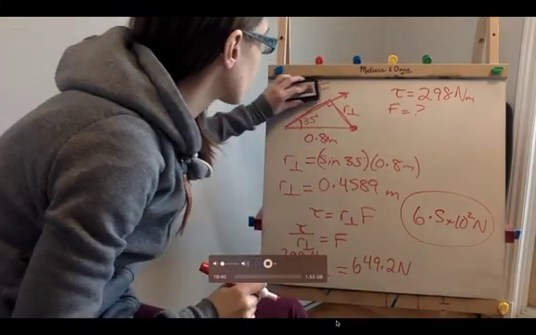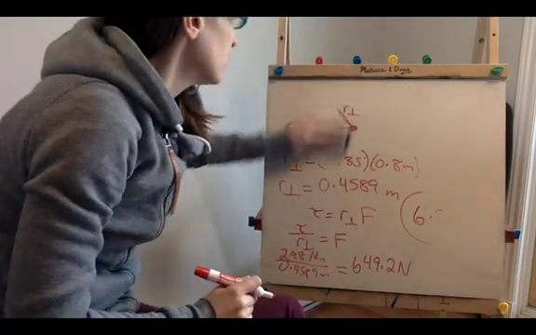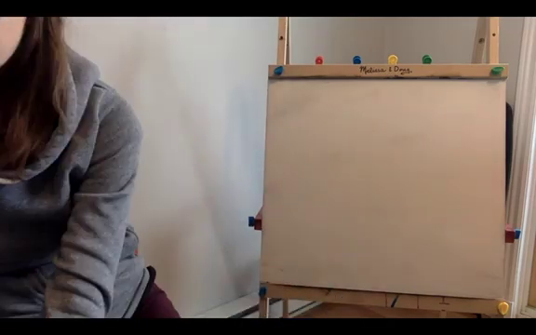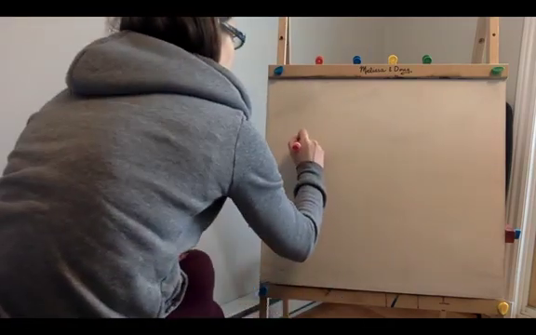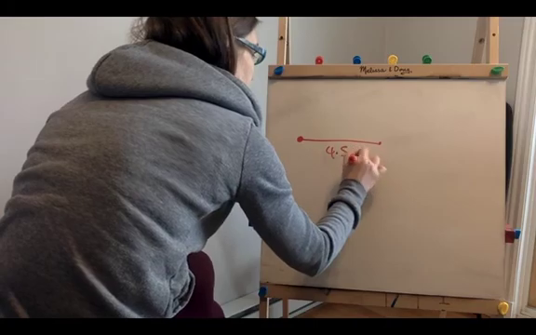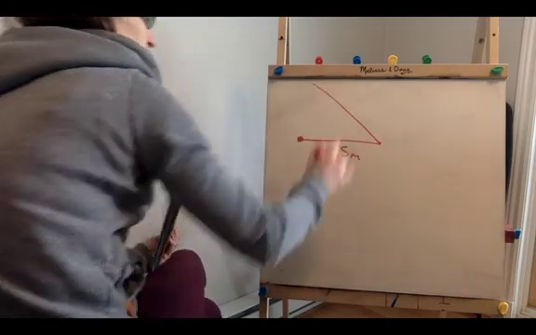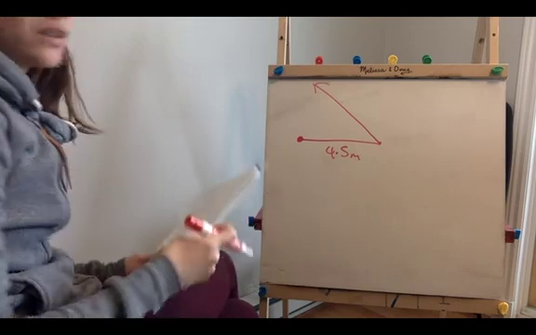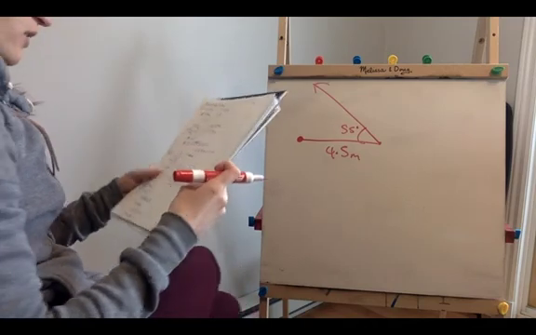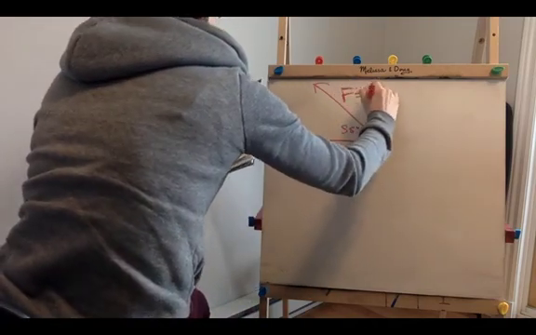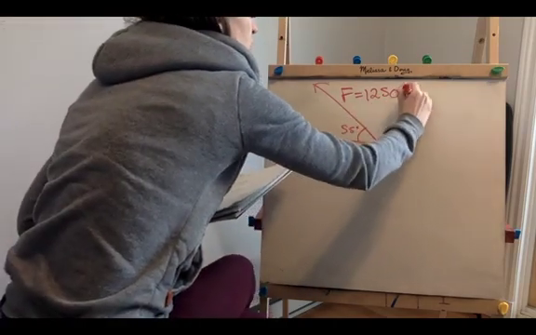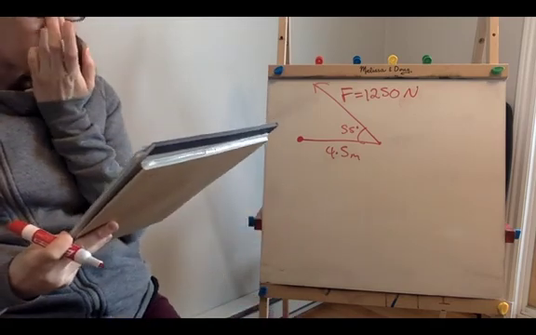So diagram again, if we redraw it, we had that horizontal, and there's our pivot point. This distance was our 4.5 meters. That's where our cable was attached. Our force was being applied in that direction at an angle of 55 degrees. We were given that the value of that force was 1,250, not meters, jumping nines, newtons. So that's the value that we had there.